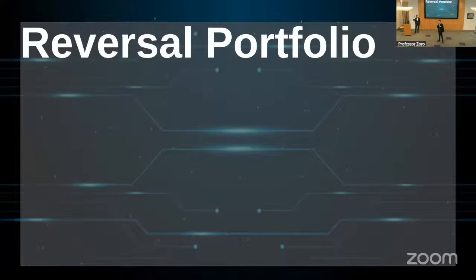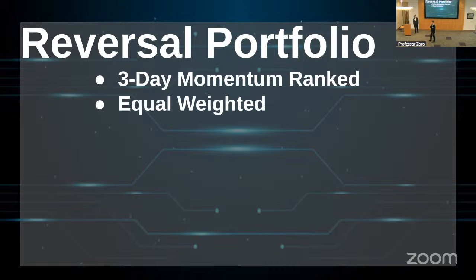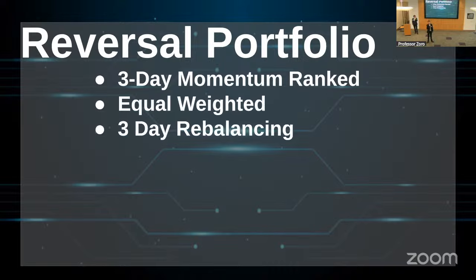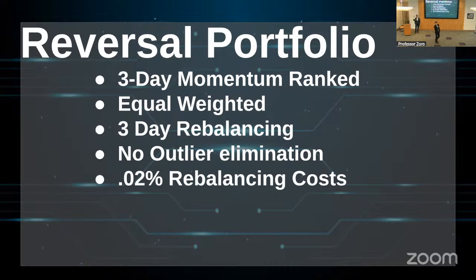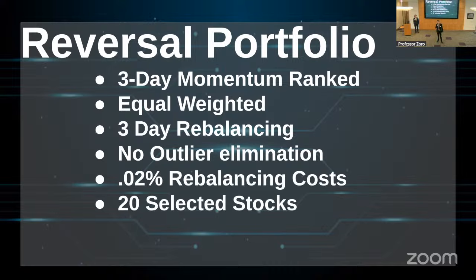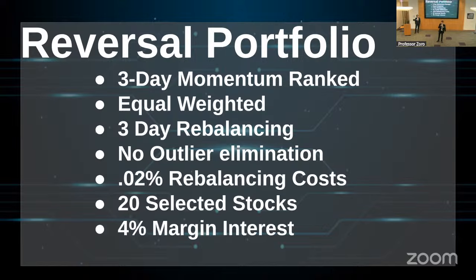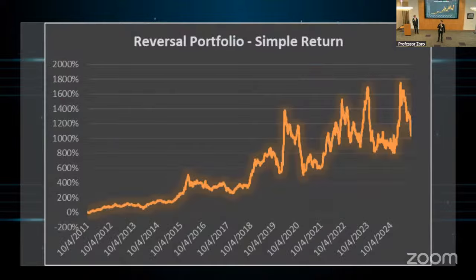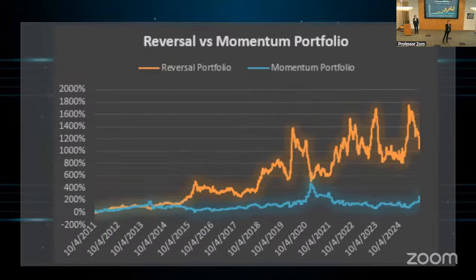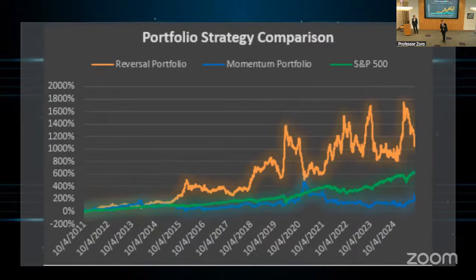For reversal, this time show me a 3-day momentum ranked, equally weighted portfolio with 3-day rebalancing, no outlier elimination, 0.02% rebalancing costs, 20 selected stocks, but this time I want to add 4% margin interest because we'll be going short. This portfolio seems to do a bit better. Let's add our momentum portfolio for scale. And let's make the scale a little clearer with the S&P. So now you can see that this portfolio returns a lot better, 1,000% in fact. But the volatility looks a lot scarier than before. In fact, you get around a 65% drawdown in the middle, which is just unacceptable.